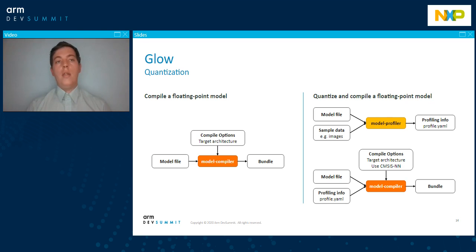And then only after that, one would need to use the model compiler command line tool, which is provided with the model file and the profiling information previously obtained, but also the compile options like target architecture or whether to use CMSIS or not, to quantize and compile the model in order to produce the final bundle.